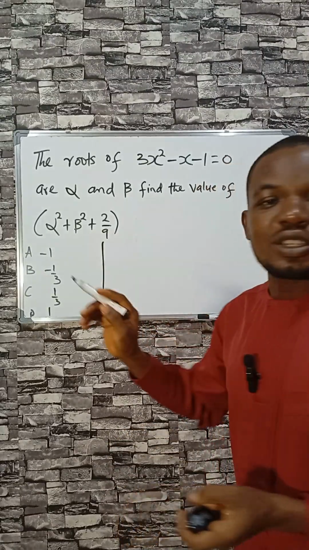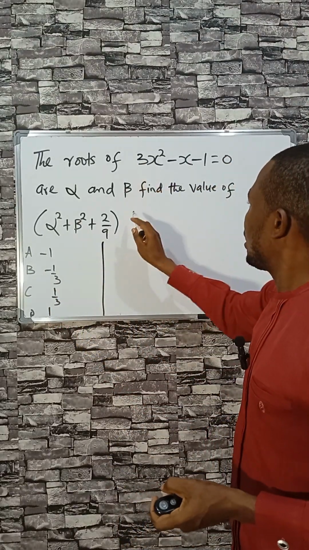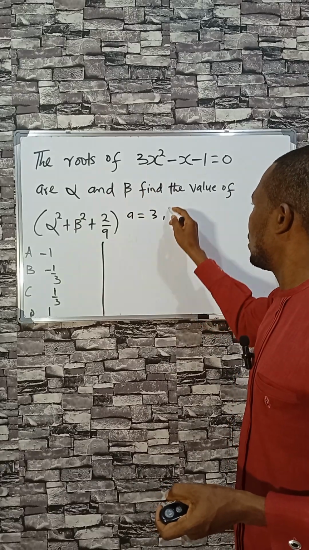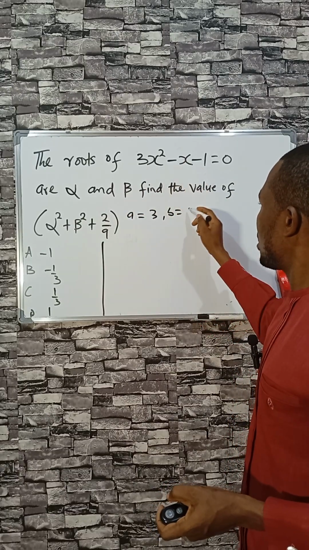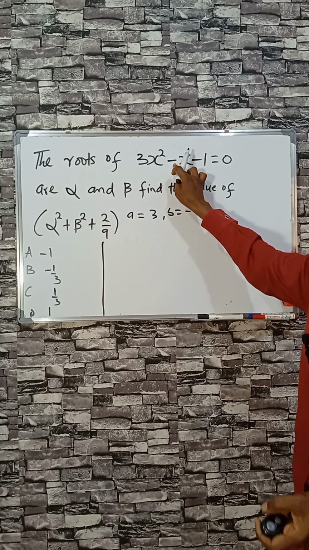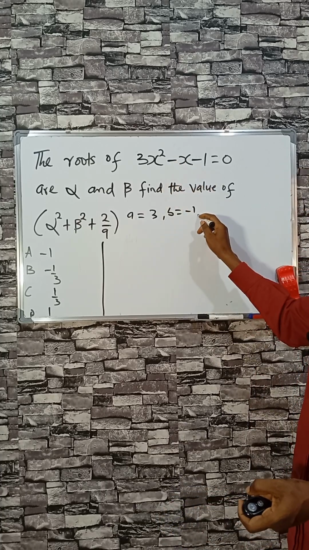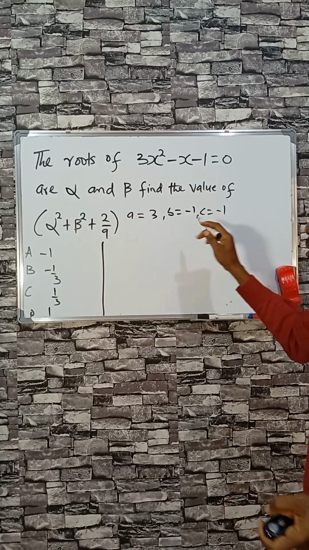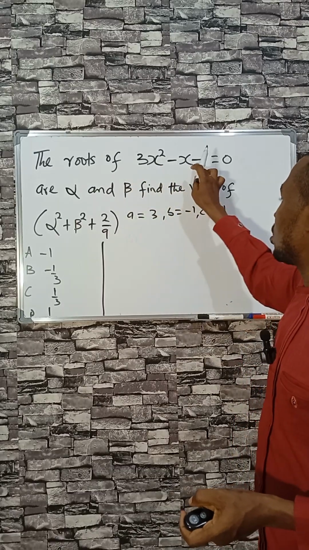Now, the first thing you need to do is to identify a here is 3, b is minus 1, the coefficient of x is minus 1, then c is minus 1 as well. A is 3, b is minus 1 and c is minus 1.